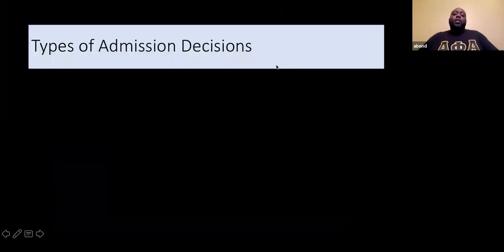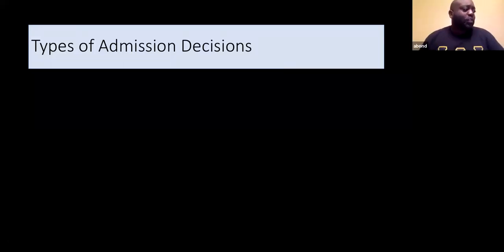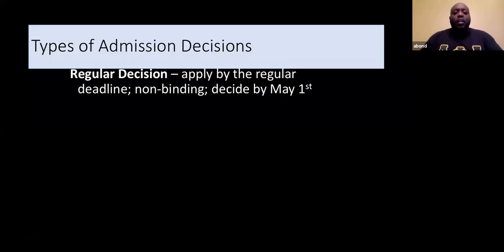All right, so there are two types of application decisions. The first type is the regular decision. Normally you apply at the regular deadline and they'll decide for you by May 1st. Now, this says non-binding. Just in case you're wondering exactly what that means, some colleges, because they have such a high rate of people wanting to go to the school, have binding acceptance.